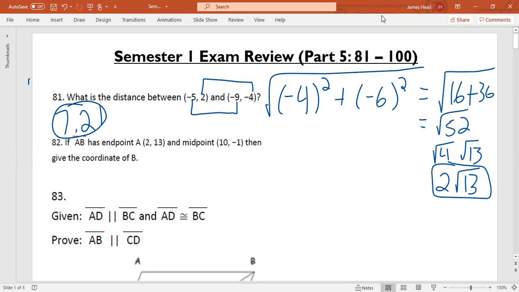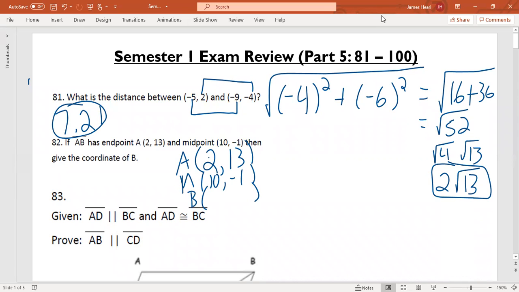For 82, we've got one endpoint at 2 comma 13, and you're asked to find the other one given that you know where the middle point is. This is basically a counting exercise. You have 2 comma 13 for A, and you have the midpoint sitting at 10, -1. So you need B to continue the same pattern.